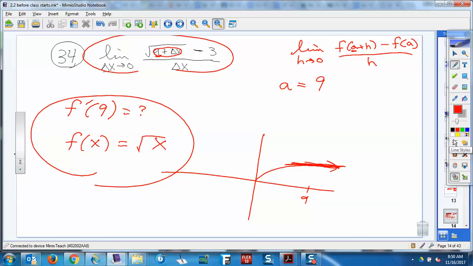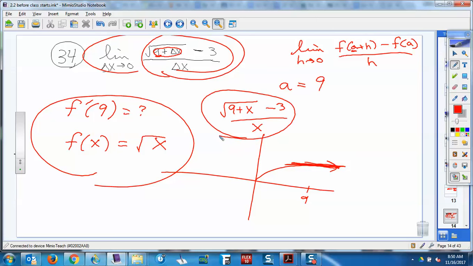Now, they said, examine a graph of the difference quotient. This is something we're going to do later, so I'm not going to bother with it right now. But what they're saying is, let's not even pretend these are h's anymore. If we're going to graph this, of course, in your function graphing mode, you have to plug in what? X's. So we would take this delta x and just make it an x. And so we would just graph the graph of 9 plus x minus 3 all over x. Now, it wouldn't be this graph. This is a square root graph.